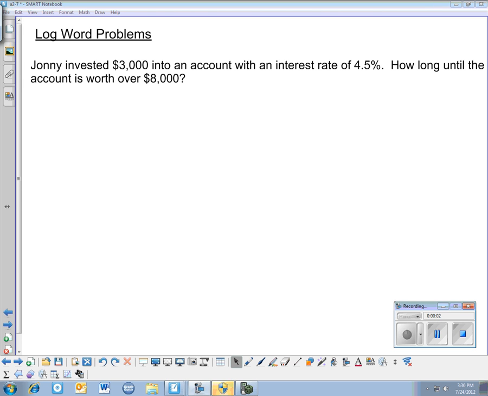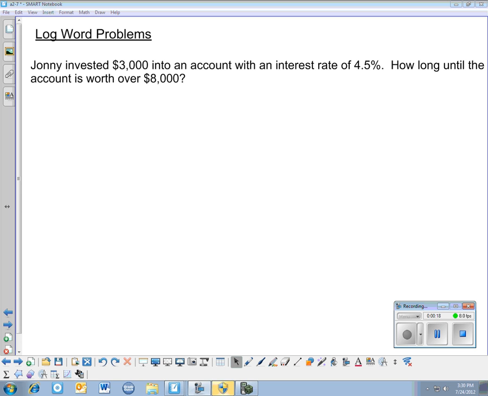A logarithmic word problem is basically an exponential growth and decay problem, but they give us the answer, and what we're looking for is an exponent. We know any time we're asked to solve for an exponent, we have to use logarithms. But first, let's just approach it like it's an exponential growth decay problem.